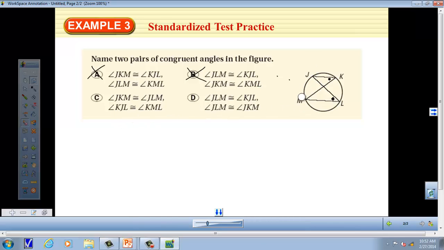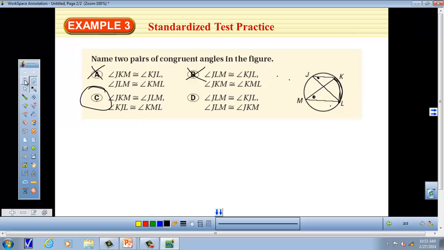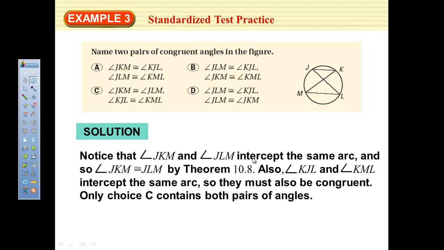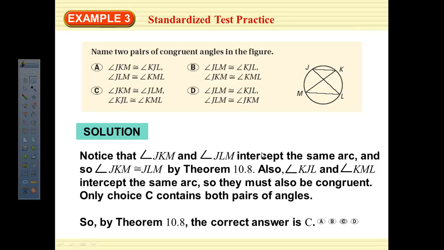Similarly, we can state that KJL, which intercepts KL, and KML, which also intercepts KL, are going to be congruent as well. So this is going to be our answer here. It's basically saying they intercept the same arc, so therefore C is our answer.